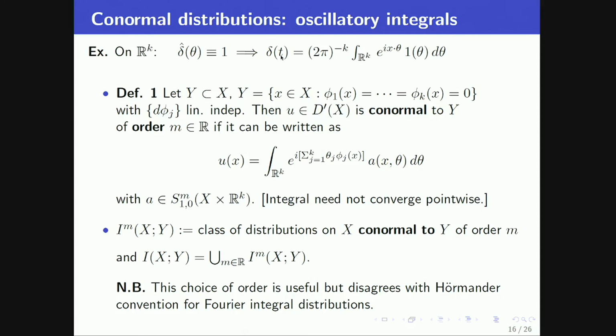Okay, we now let I^m of X; Y denote the class of distributions on X which are conormal to Y of order m. And if we drop the m, that means the union over all values of m. So all conormal distributions of all orders, distributions on X conormal to Y, we denote simply by this. And as I said, if you're just working with conormal distributions, this way of labeling the order is very convenient. It does not agree with Hormander's definition that we'll get to in a future lecture, but it's just convenient if this is all you're working with.